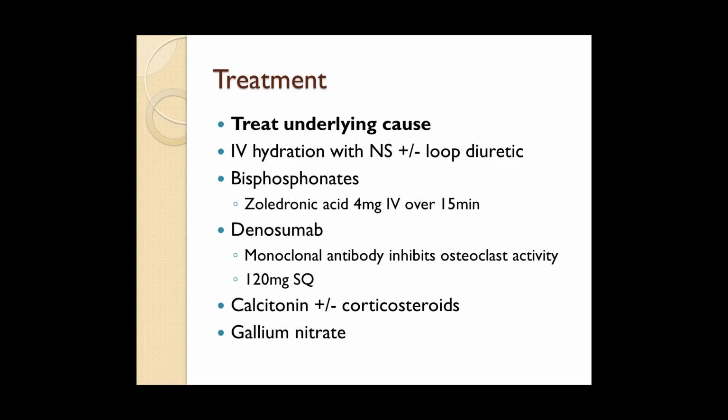Treatment of hypercalcemia of malignancy, again, revolves around treating the underlying cause or malignancy. Patients will require aggressive IV hydration with normal saline, with or without the use of a loop diuretic to avoid volume overload. Patients will require bisphosphonate therapy, most commonly in the form of zoledronic acid or Zometa at a dose of 4 milligrams IV over 15 minutes. Another alternative is denosumab, or better known as Xgeva. This medication is a monoclonal antibody used to inhibit osteoclast activity. It's given subcutaneously at a dose of 120 milligrams.